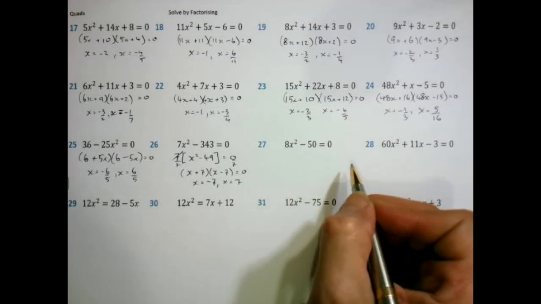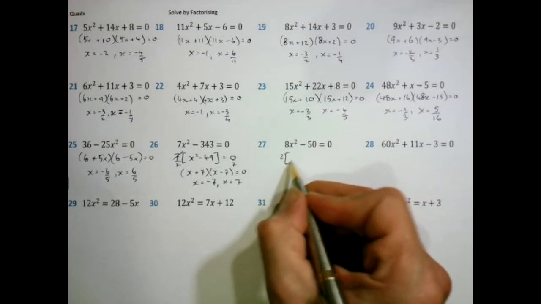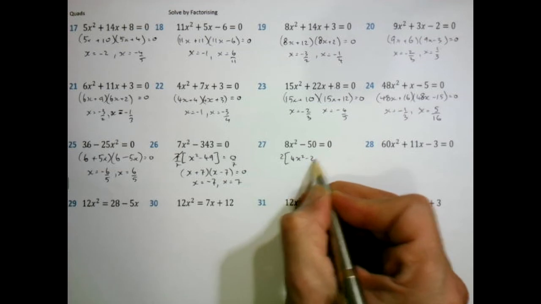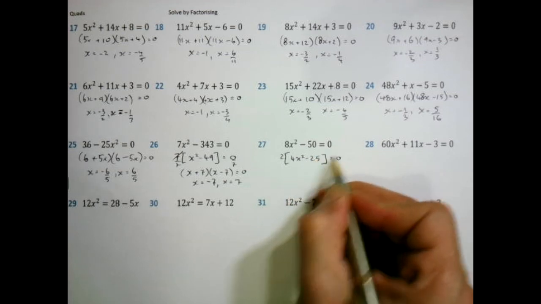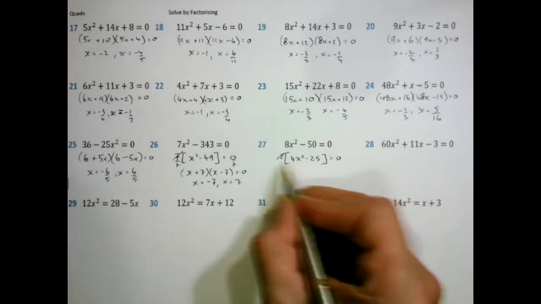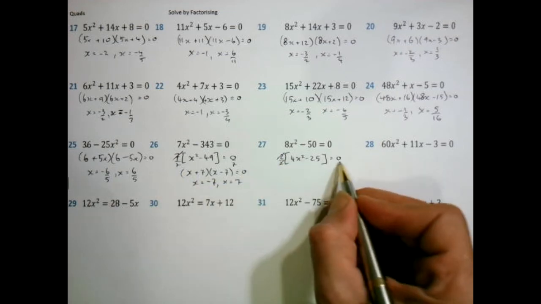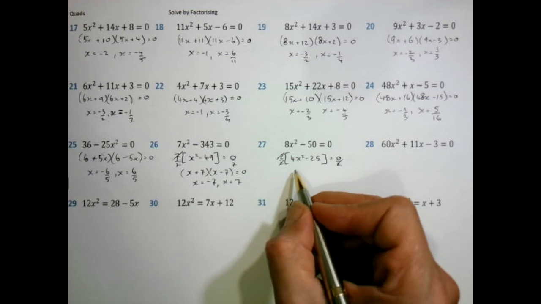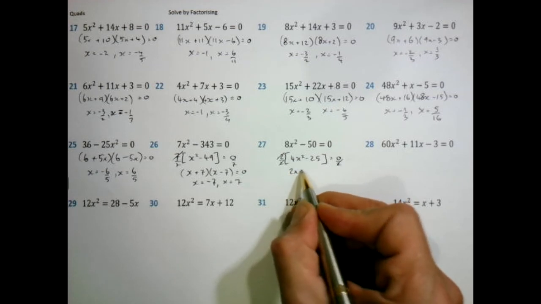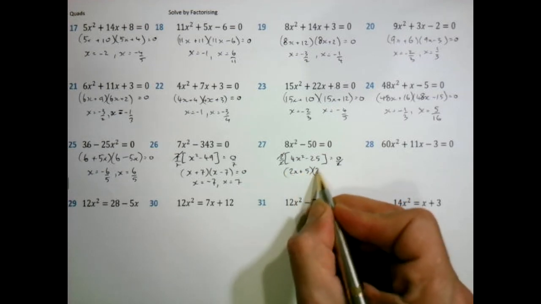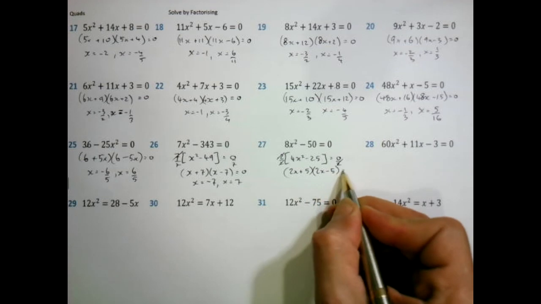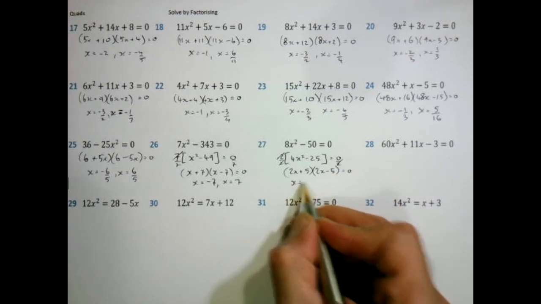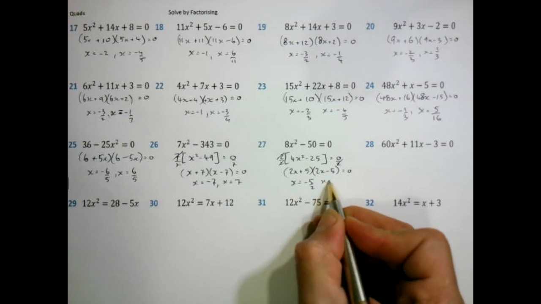8 and 50, neither are square, but 2 lots of 4x squared minus 25. Now we've got a square number here and a square number there. And just get rid of the 2 in the same way that we've got rid of the 7. 0 divided by 2 is the same as 0 divided by 7, which is 0. 2x plus 5, 2x minus 5. I think we might have done that one before, but hey. X equals minus 5/2. X equals 5/2.